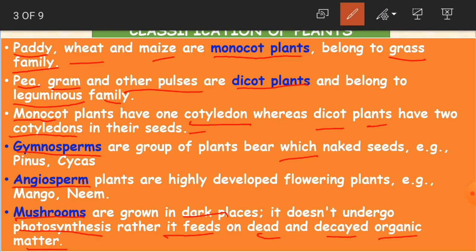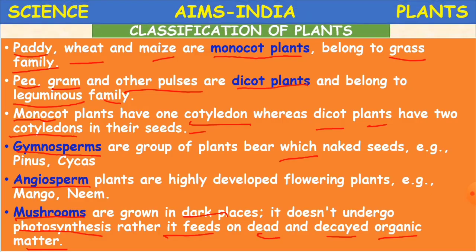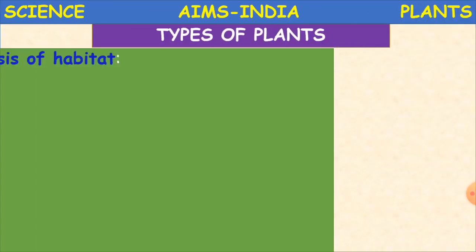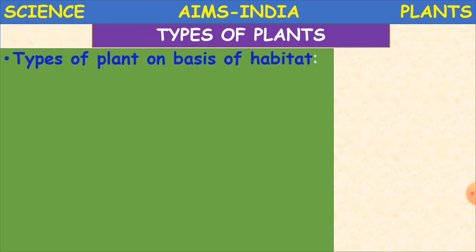And angiosperms are highly developed flowering plants, like our strong trees. And mushrooms are non-green plants and they grow in dark places and they do not go through the photosynthesis process, and they get their food by taking dead and decayed organic matter. Clear, children? Now we'll see about the types of plants.